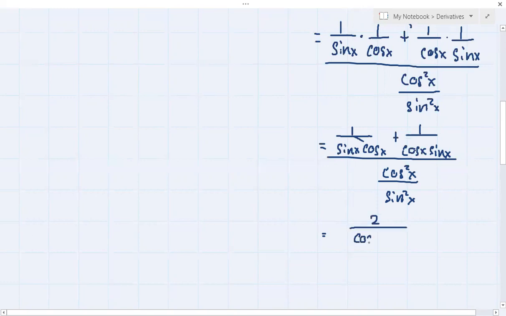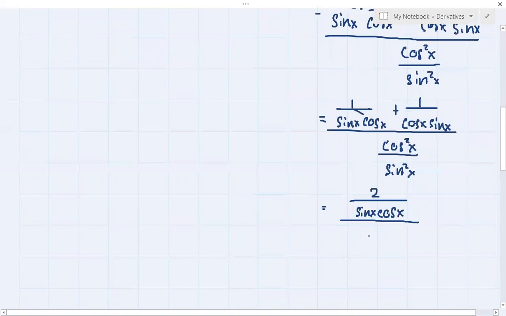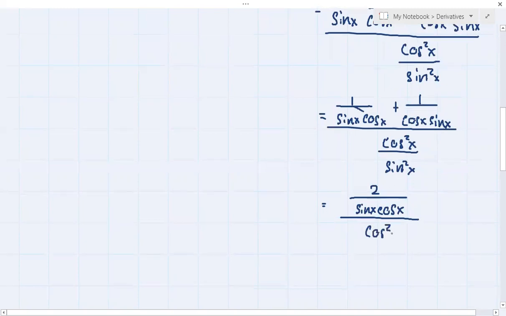all over, mas maganda kung mauna si sin x na lang, no? 2 all over sin x times cosine x. Then, let's copy the denominator.